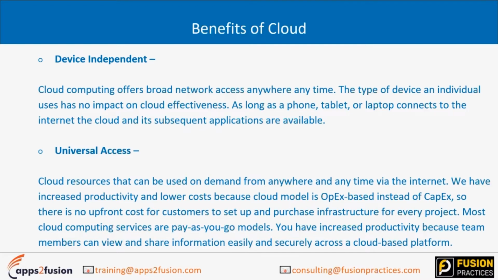The second part is universal access. Cloud resources can be used on demand from anywhere at any point of time via the internet. So that is universal access. We also have increased productivity and lower cost because the cloud model is OPEX based instead of CAPEX.